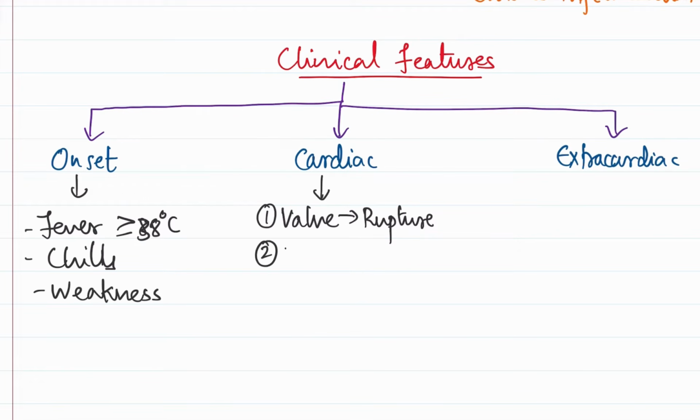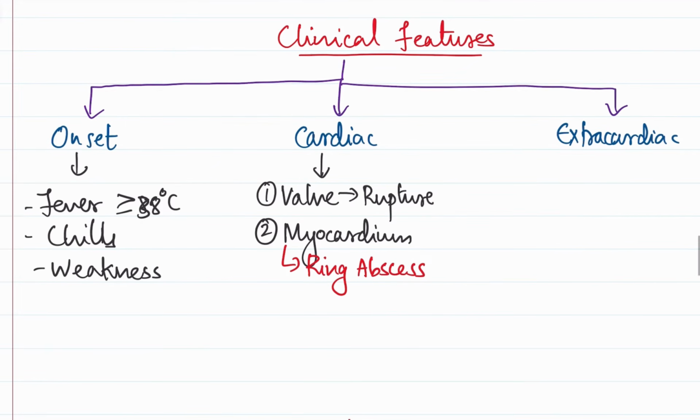Now it may affect the myocardium, and abscess formation in the myocardium will occur, and that is actually called a ring abscess. Why is it called ring abscess? Because of the shape of the abscess. The myocardium will be involved in a ring shape. The vegetations will erode the myocardium.